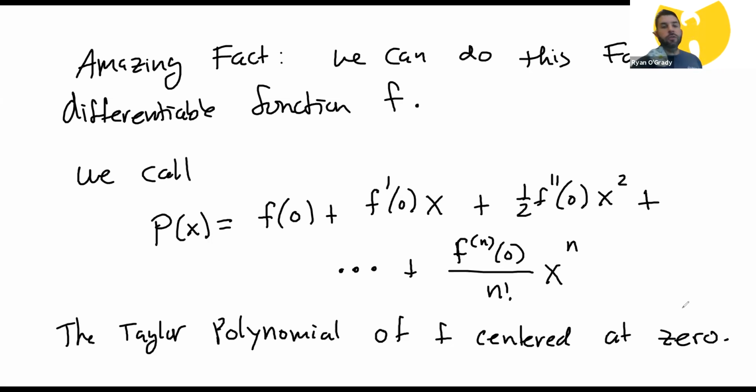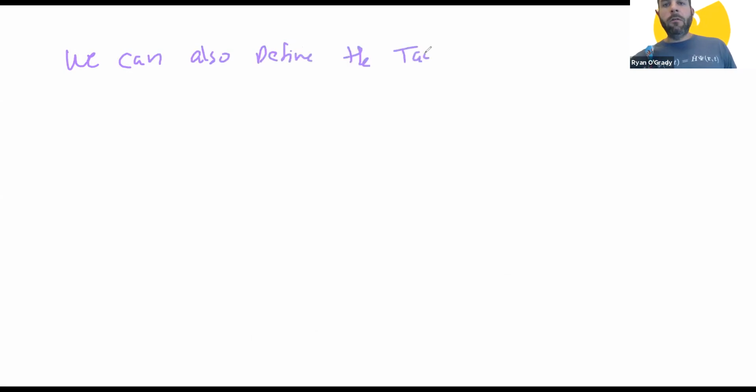Now, we can do this in general. There's nothing special about 0. We didn't always find tangent lines at 0. We could find a tangent line at any point, which means we can find a Taylor polynomial at any point. So this is going to look scary, but here we go. We can also define the Taylor polynomial centered at a.